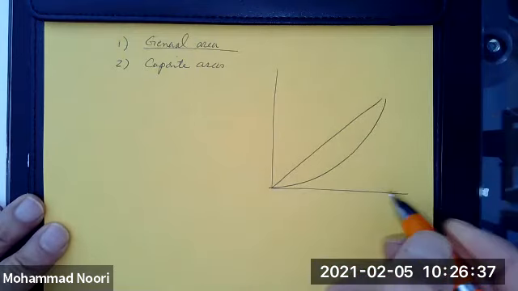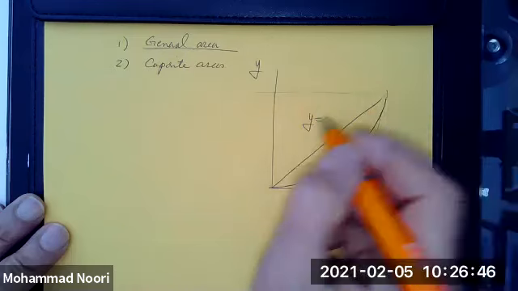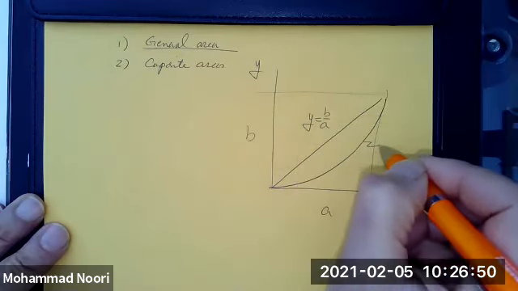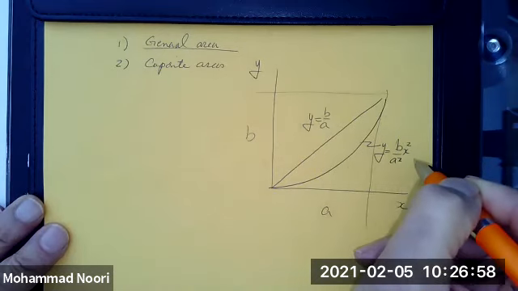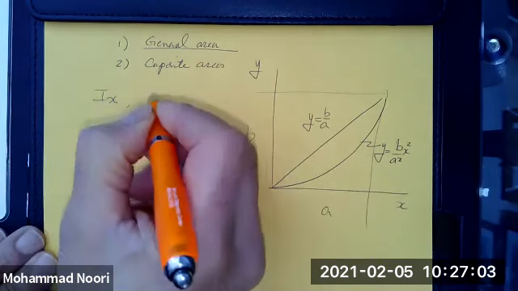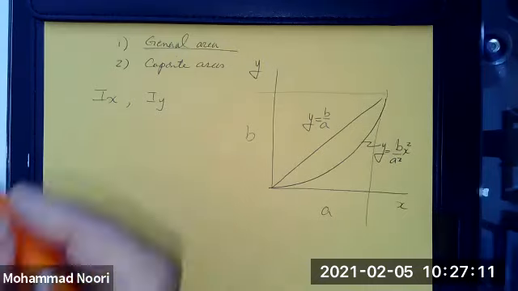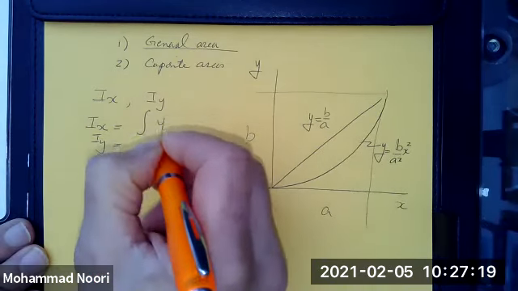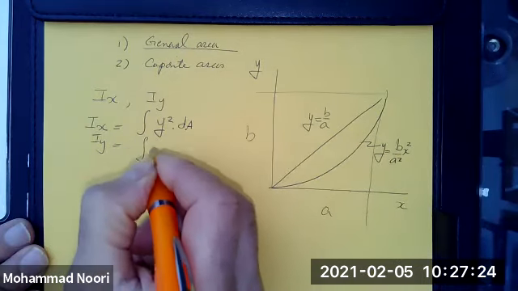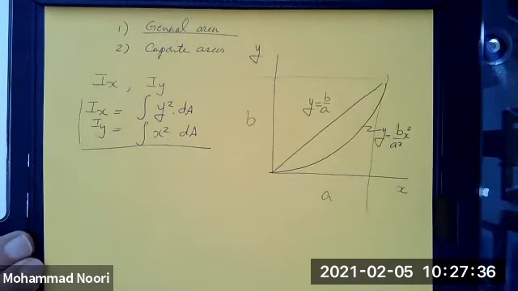You have an area described by these two functions. If this is b and this is a, this function is y = (b/a)x. This function would be y = (b/a²)x². You want to find the moment of inertia of this shape about the x-axis and about the y-axis. These are the two equations. Now, don't get into deriving these. You've had those in calculus. Let's start with Ix. Ix is given by this integral. Iy is described by this integral. So for x, y squared, for y, x squared.